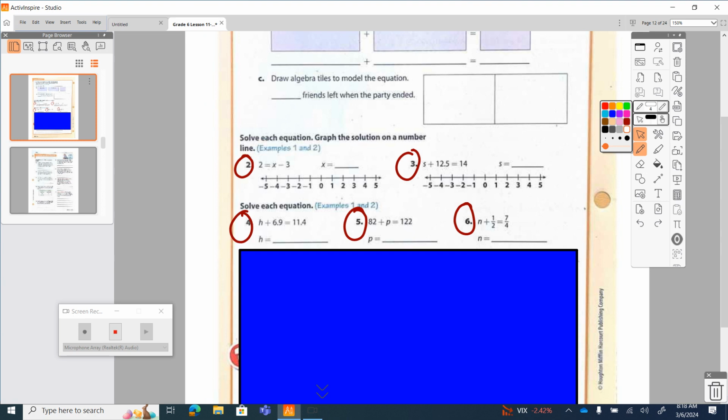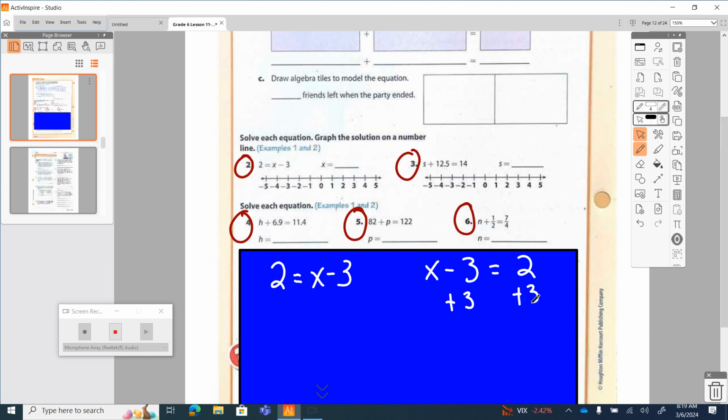So let's look at these problems. The first one is 2 equals x minus 3. And if this confuses you, you can rewrite it as x minus 3 equals 2. Because some students, especially when they're learning this, want the equal sign at the end. So this is subtraction. We're going to undo subtraction with addition. So add 3 to both sides. Those cancel out. 2 plus 3 is 5. Okay? And that makes sense. 5 minus 3 is 2.